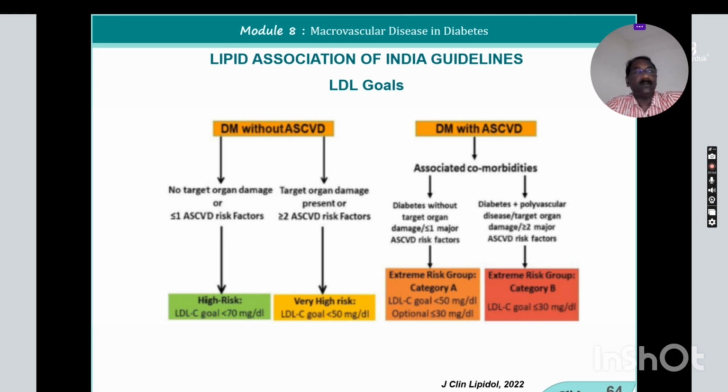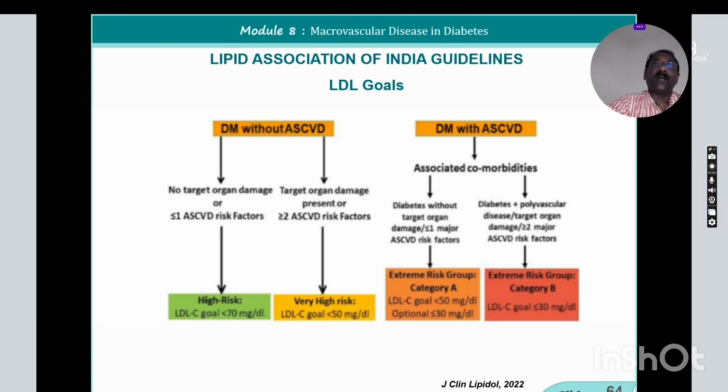Suppose diabetes without atherosclerotic cardiovascular disease, but he has target organ damage, like your ECG shows LVH, that itself is target organ damage. Or your creatinine is 1.2 or 1.4, which suggests early CKD, so that means target organ damage. So what is your LDL goal? Less than 50. Remember, this is the fellow without atherosclerotic cardiovascular disease. With no target organ damage, the minimum is less than 70.